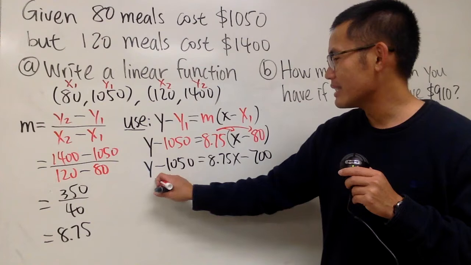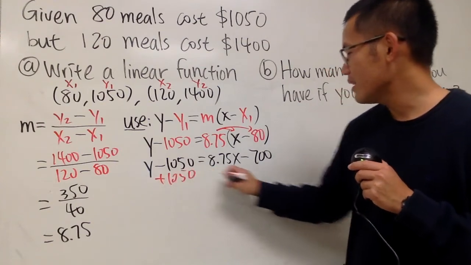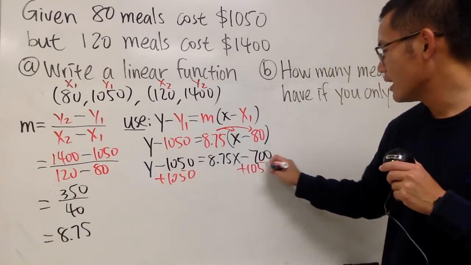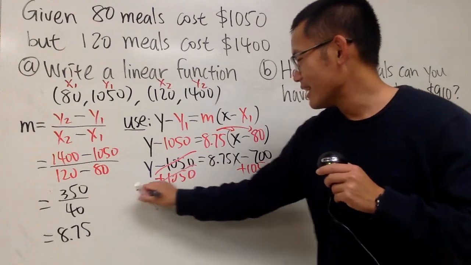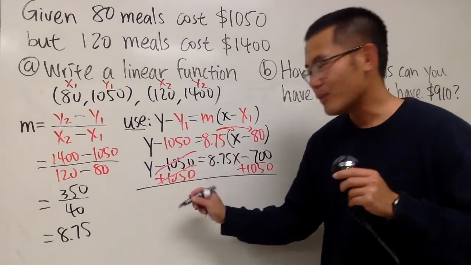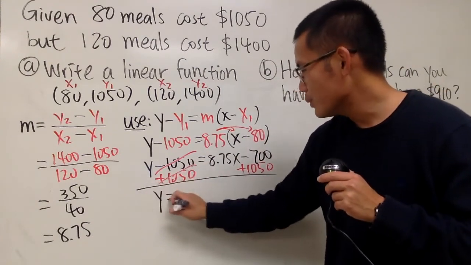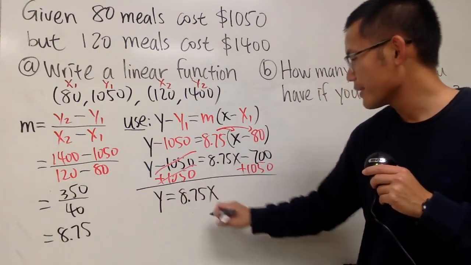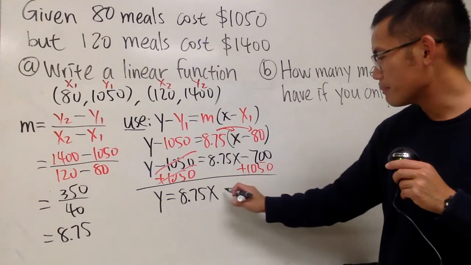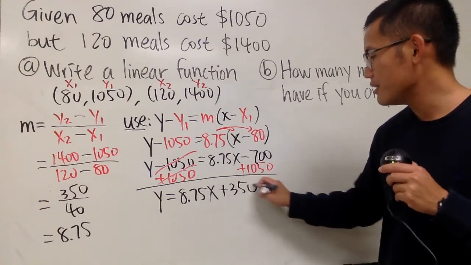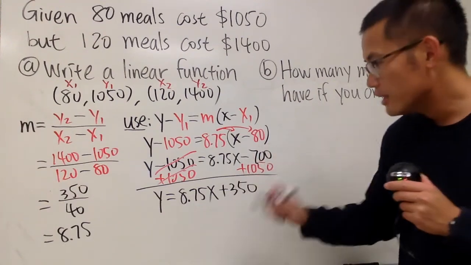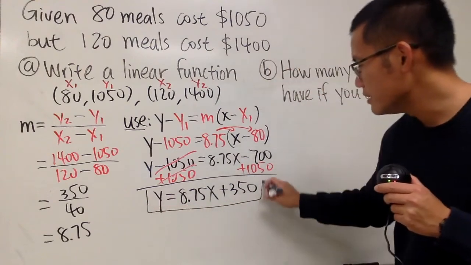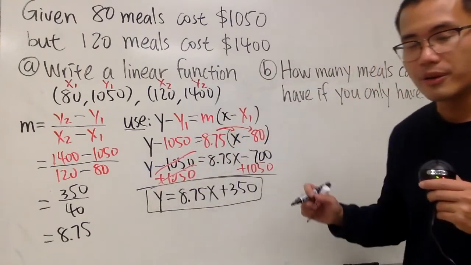And then let's go ahead and add 1050 on both sides so they cancel. And then finally, we will have y by itself, and that's equal to 8.75x. This plus that, we get plus 350, and we are done. This right here is the linear function for our situation here.